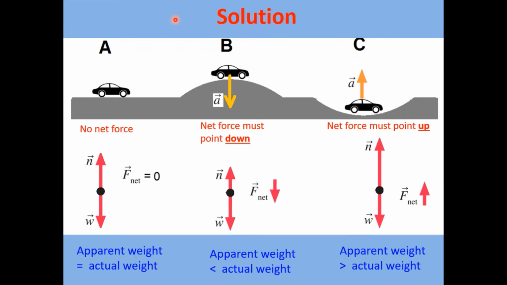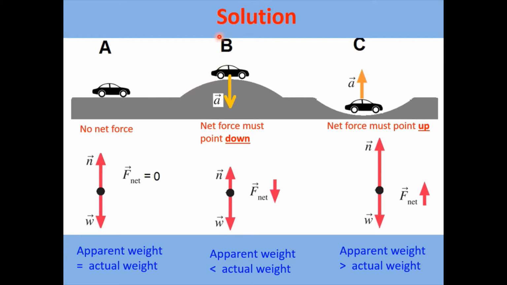So here's the solution. For the car in part A, it's driving along a horizontal path. So the weight of the car down is just equal to the normal force up, like we've seen, right? The car is not moving in the vertical direction at all. It's only moving horizontally. So there's no net force. These two forces balance. And in this case, then, the apparent weight, in other words, how heavy you feel inside the car, is just equal to your actual weight. You would feel the same as if you were just sitting on a chair at home.